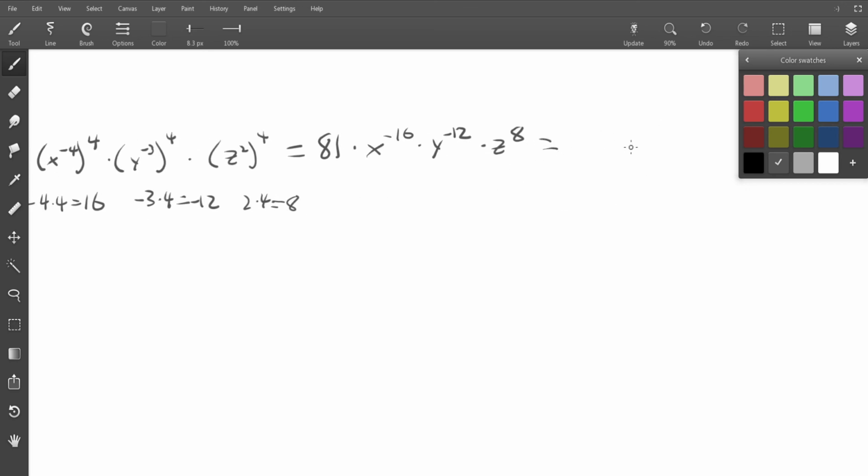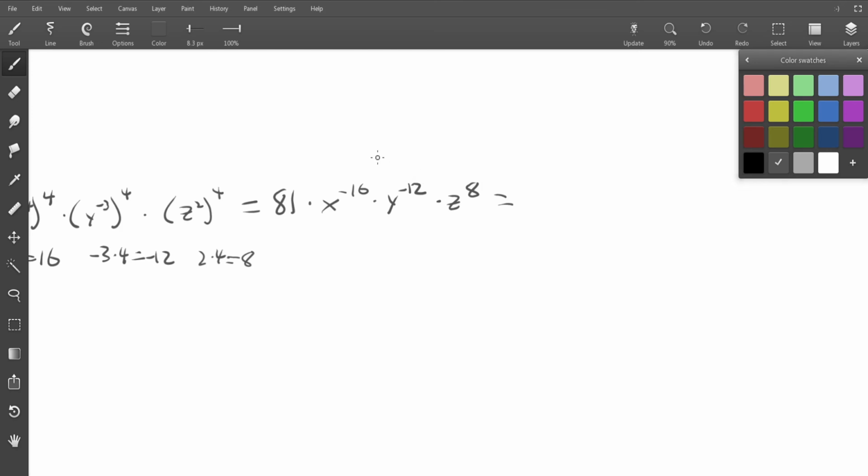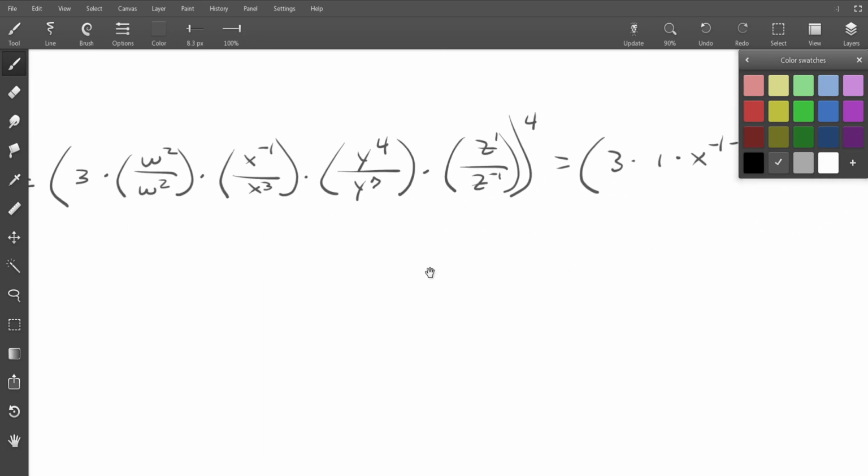And then finally, as the very last step, we go ahead and take these things with the negative exponents and put them in the bottom, and make that exponent positive. And that's all of the problems.